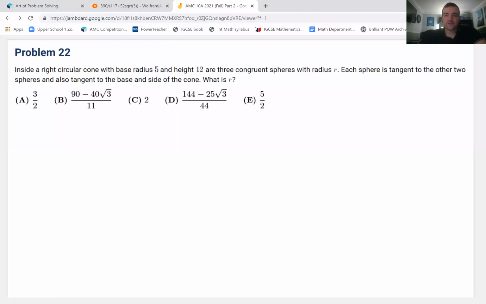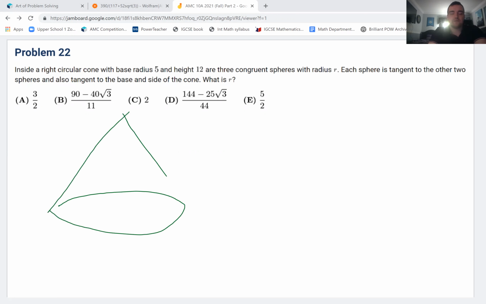So they tell us inside a circular cone, right circular cone with base radius 5 and height 12 are 3 congruent spheres with radius r. Each sphere is tangent to the other 2 spheres and also tangent to the base and side of the cone. What is r? So first thing we want to do is sort of draw the situation, which again is not going to be super easy, but I'll do my best.